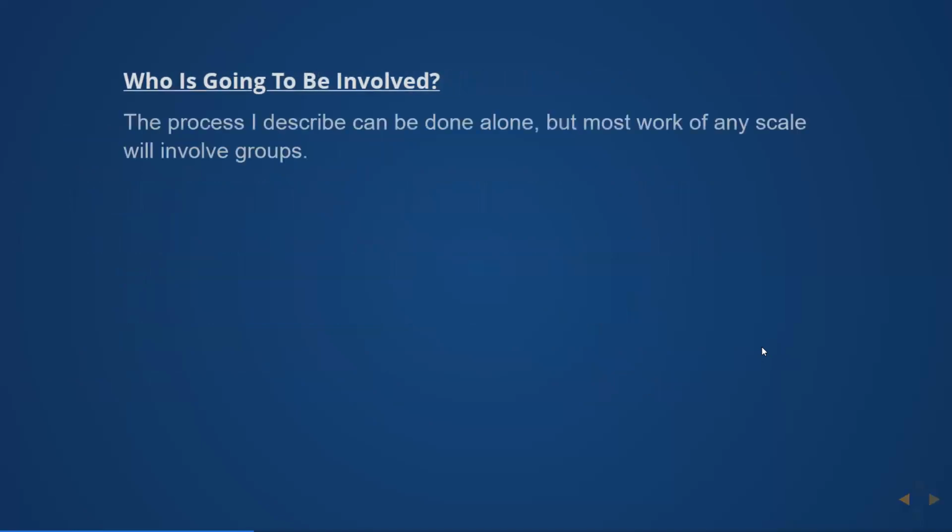So who is going to be involved? All this work can be done by yourself, but it's also possible to do this work in groups of different sizes.